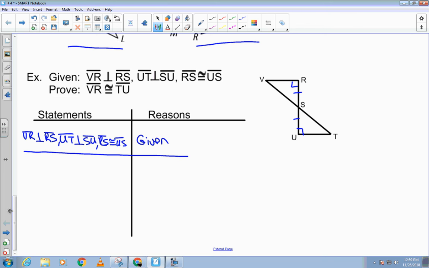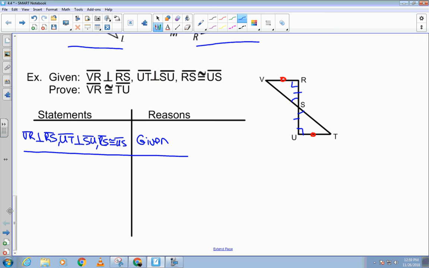Can we get anything else from the picture? Yes. Okay, our vertical angles are also going to be congruent, okay? Now, I'm trying to prove that VR and TU are congruent. What am I going to have to do before I can state that? The triangles are congruent, is that what you said? Yeah, show that the triangles are congruent.